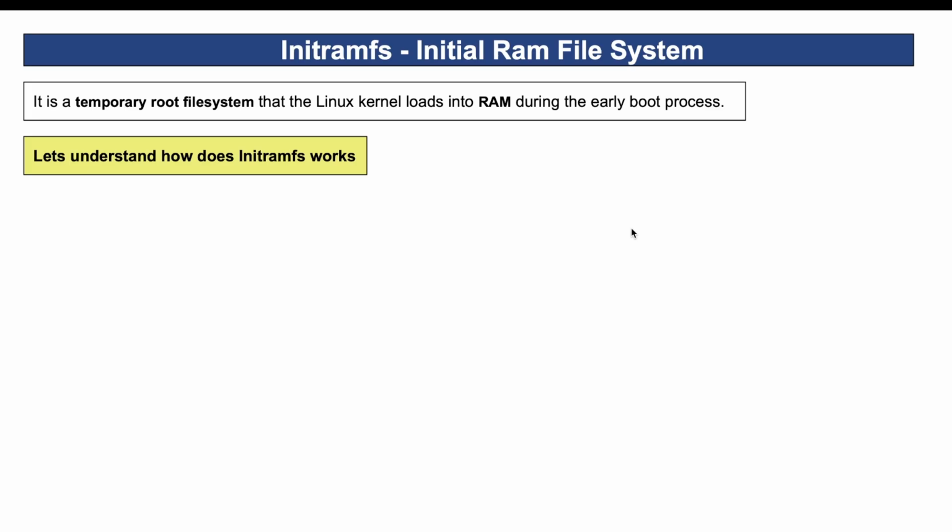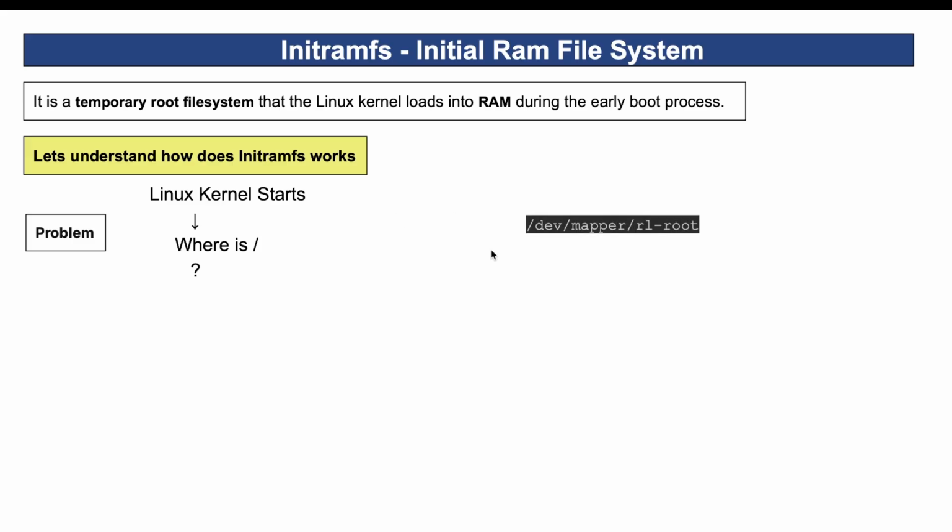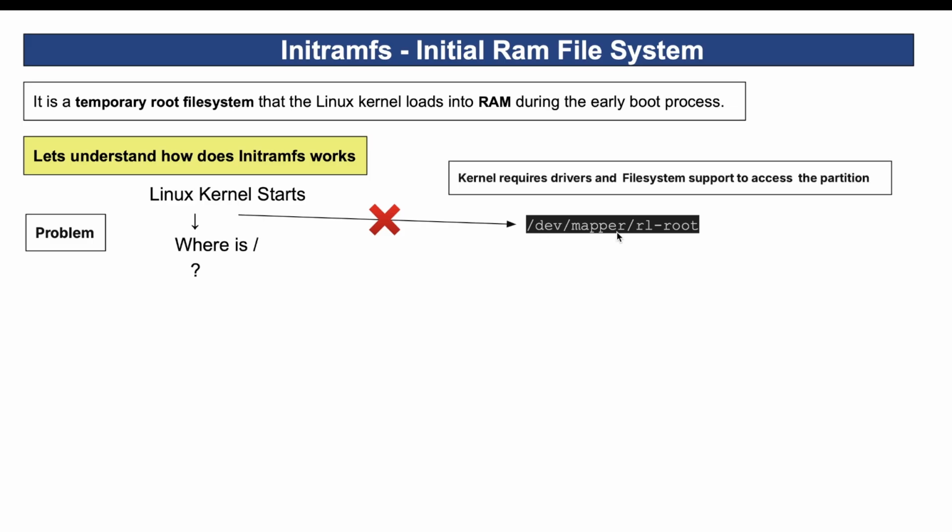So let's understand how initramfs actually works. To understand it, first let's see the problem. When the Linux kernel starts, it eventually needs the root file system. But your root file system may be located on a disk or a partition that the kernel cannot access yet, because it requires drivers, file system support or a storage layer which are currently not available. So to access your real root file system, the kernel first uses a temporary environment, which is nothing but your initramfs.